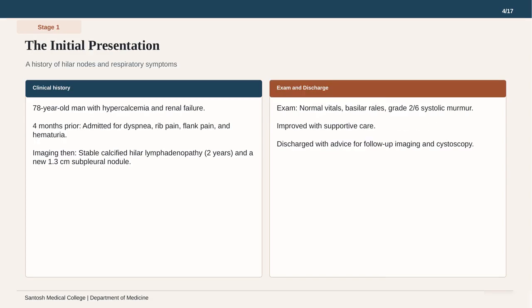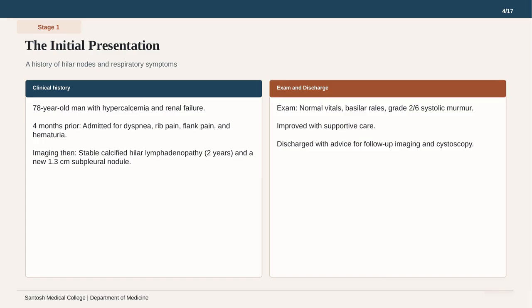Notice the clinical history detailed on the left side of this slide. Our patient is a 78-year-old man presenting with hypercalcemia and renal failure. 4 months prior, he was admitted for dyspnea, rib pain, flank pain, and hematuria. His imaging at that time showed stable calcified hilar lymphadenopathy, which had been present for 2 years, alongside a new 1.3 centimeter pleural nodule.